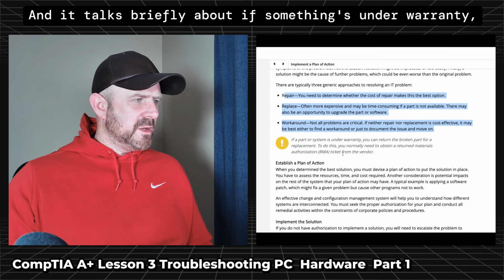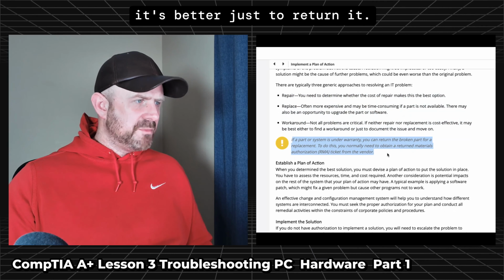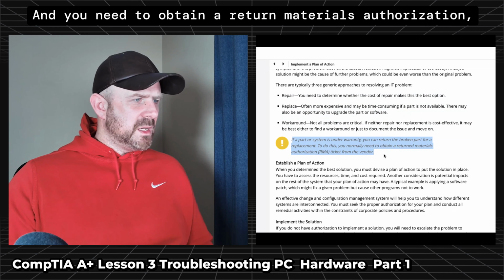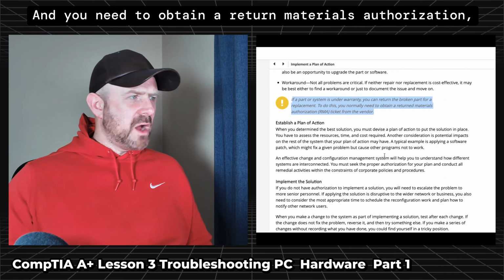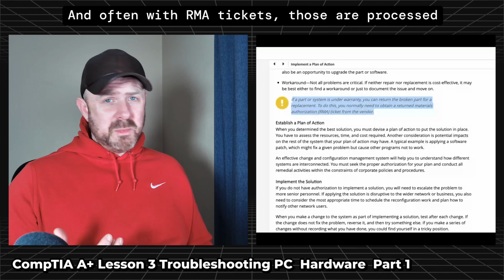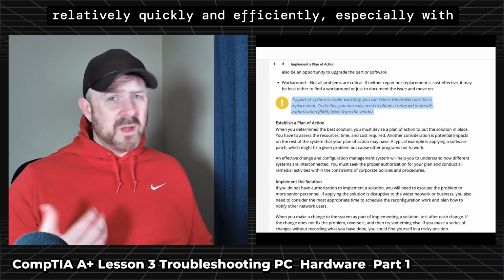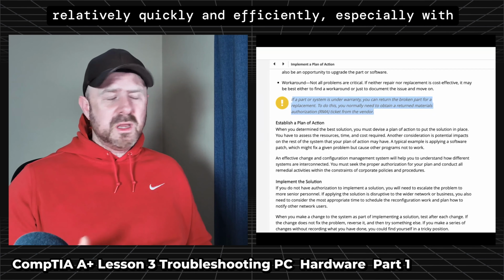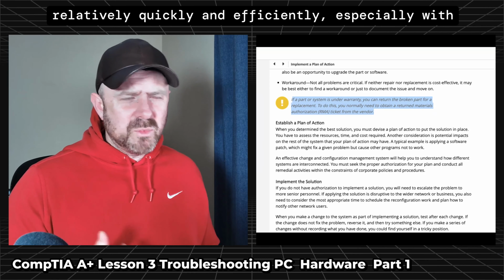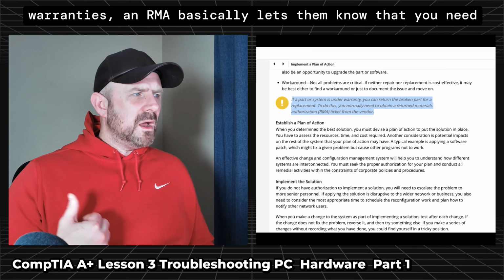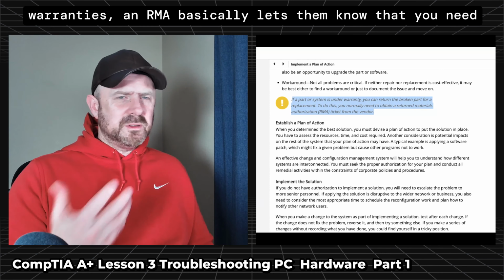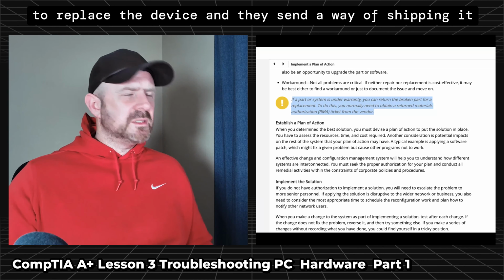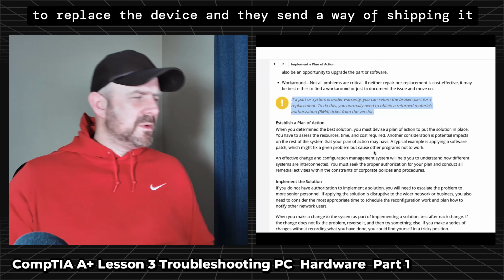And it talks briefly about if something's under warranty, it's better just to return it. And you need to obtain a return materials authorization, an RMA ticket. Often with RMA tickets, those are processed relatively quickly and efficiently, where especially with warranties, an RMA basically lets them know that you need to replace the device and they send a way of shipping it back and forth.